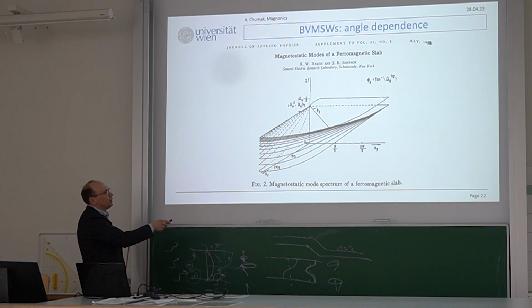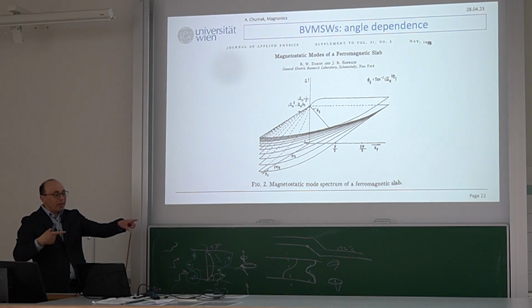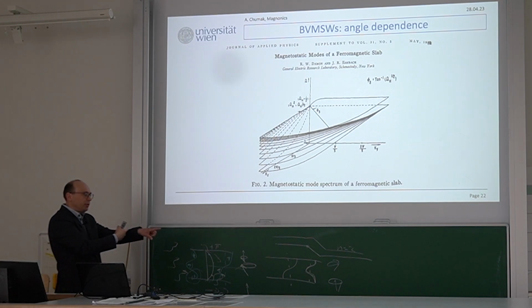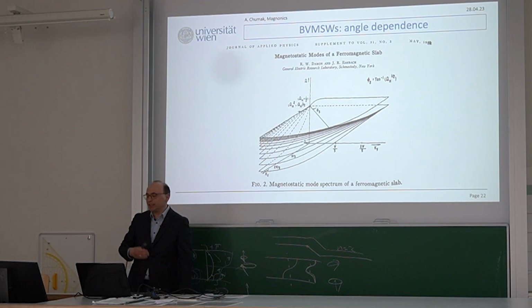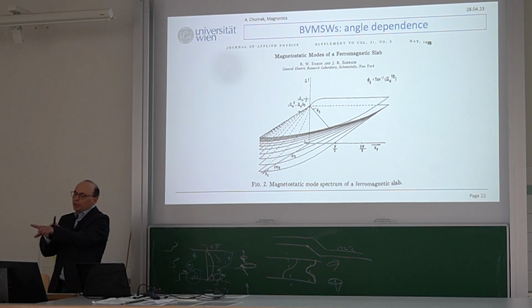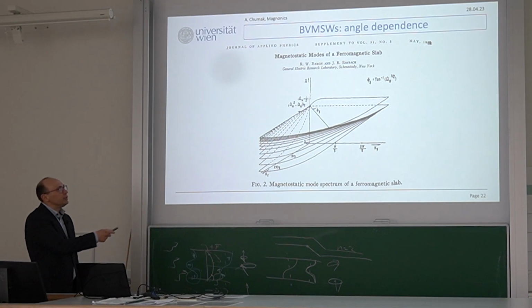So these are our dispersion for the lowest mode and higher thickness mode. But when you go to higher and higher angle, this one is a wave which propagates perpendicular to the magnetization field. And it is very important, because people sometimes say that there is no backward volume wave with k perpendicular to the field. No, it's not the case.